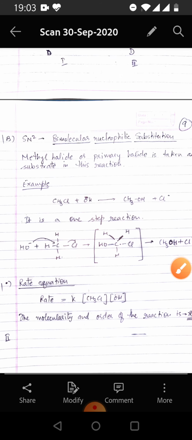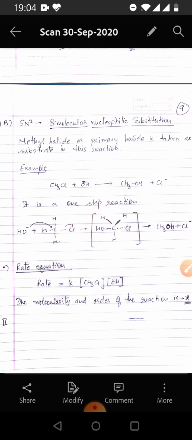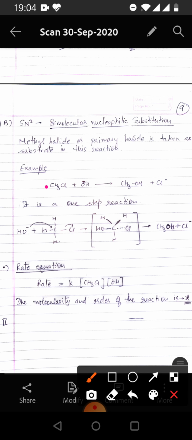The second type of nucleophilic substitution reaction is SN2, or bimolecular nucleophilic substitution. Methyl halide or primary halide are generally taken as substrate in this reaction. For example, CH3Cl reacts with hydroxide to form CH3OH plus Cl minus. It is a one-step reaction, that is, this reaction occurs in one step only.